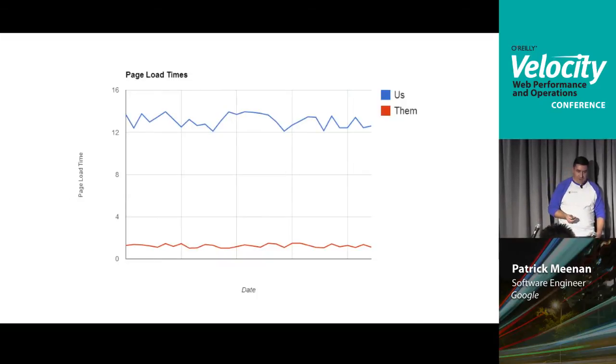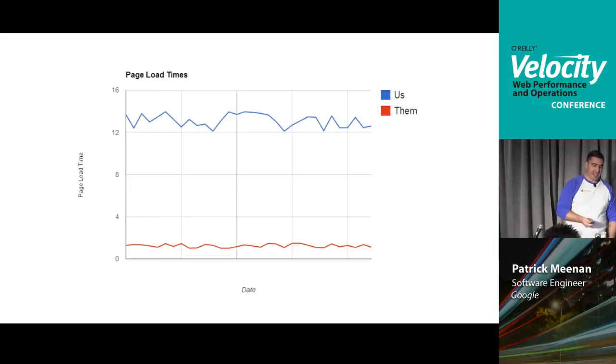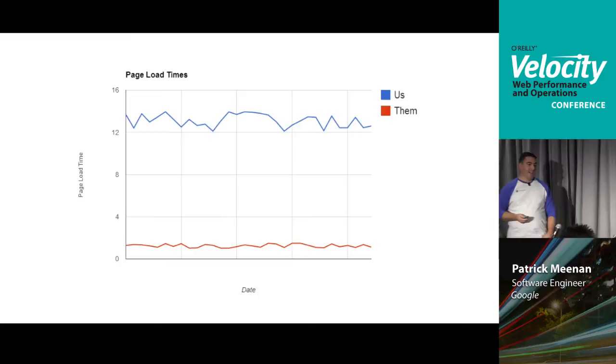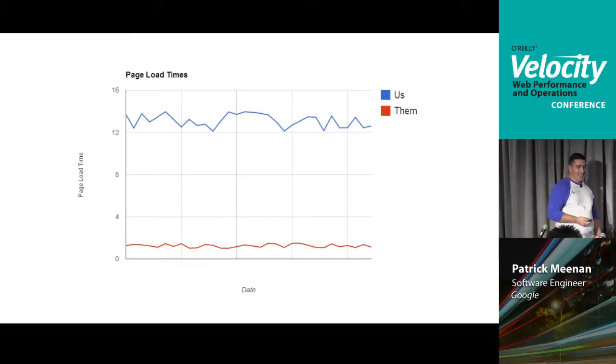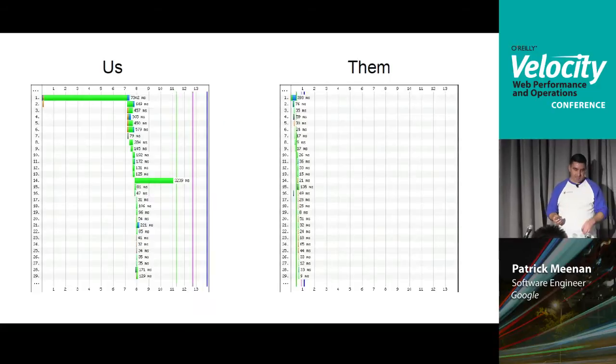As we were building it, we cared about performance, so we started looking at page load times. This is us just browsing around in the office, testing things out. And "them" is some other large e-commerce site, pretty much anyone who's got real traffic. We're getting ready to launch, and we're like, holy crap, this looks really bad. 12 seconds, what's going on?